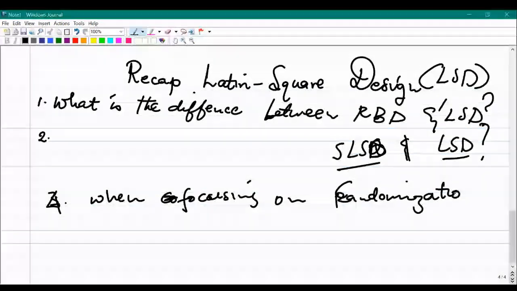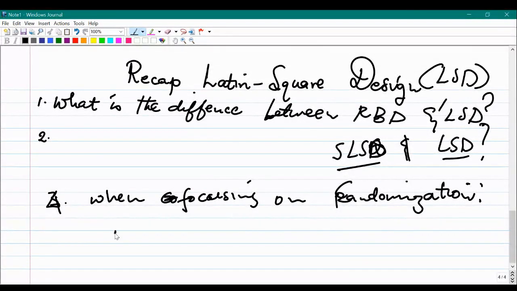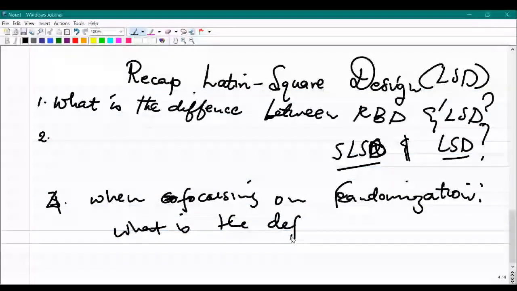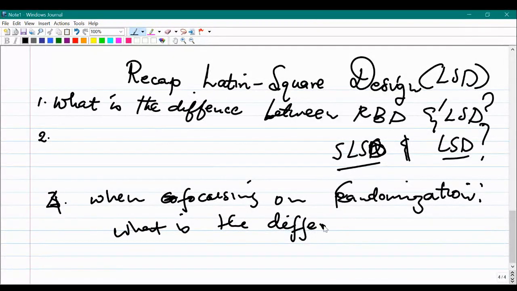When focusing on randomization, what is the difference between CRD and randomized block design? Let's go, guys.